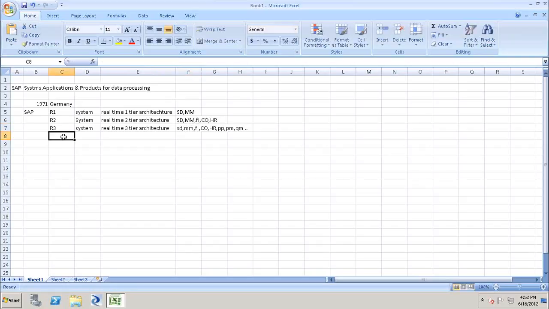Now in R3 they came up with different versions, like R3 4.6. Next they came up with R3 4.7. So these are the different versions in R3. Now the current version available in the market is ECC 7.0. Prior to ECC 7.0, there were different versions like 6.0 and also 5.0.